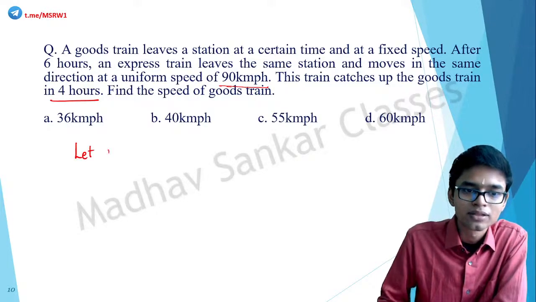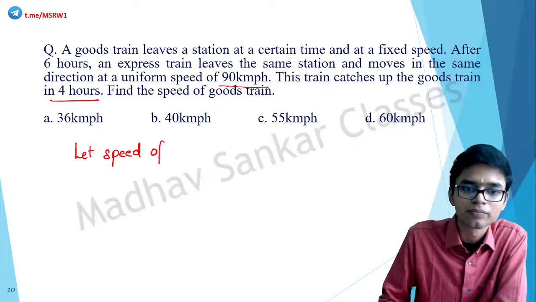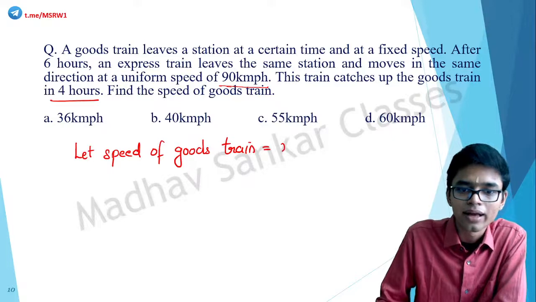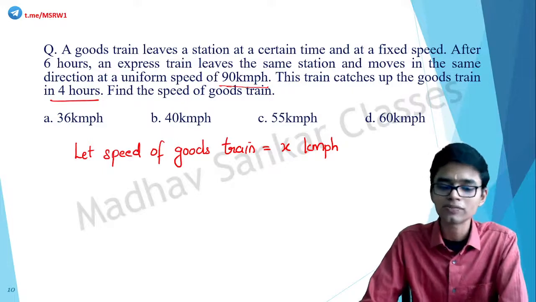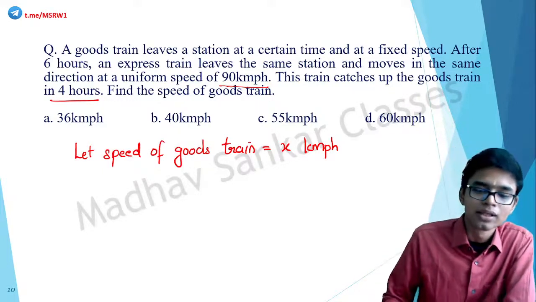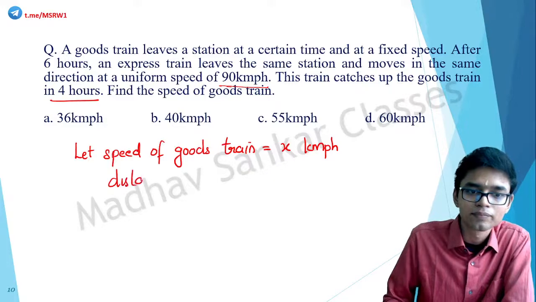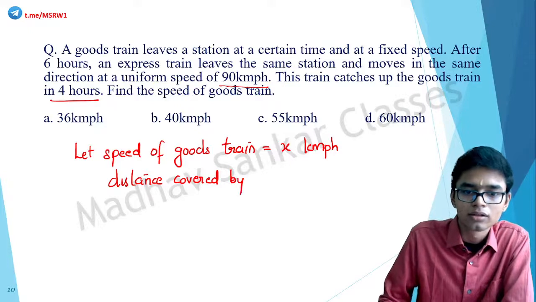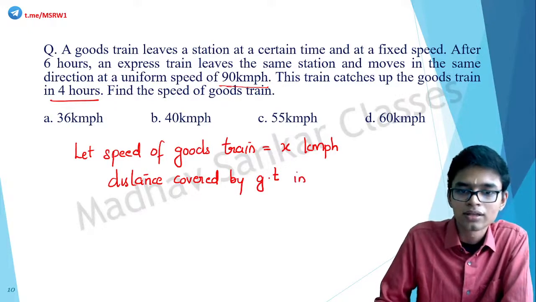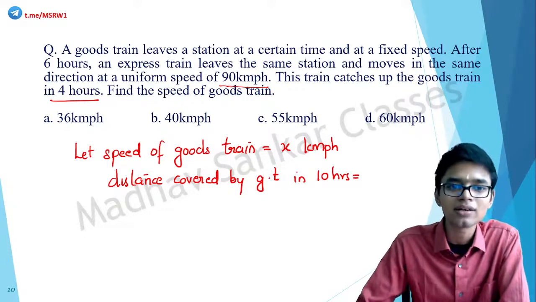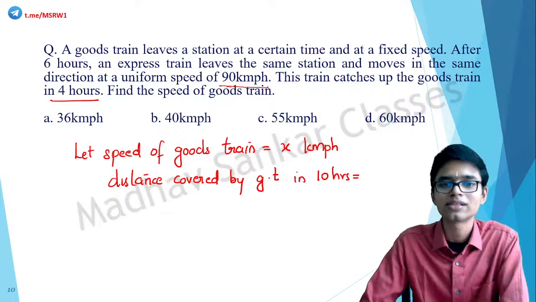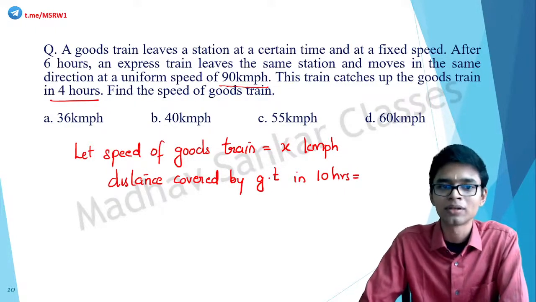Let speed of the goods train is equal to x kilometers per hour. Okay, we are assuming it as x kilometers per hour because we do not know the actual speed. It's not given. Distance covered by goods train in 10 hours is how much? It is saying that after 6 hours, an express train leaves the same station and moves in the same direction at this speed.